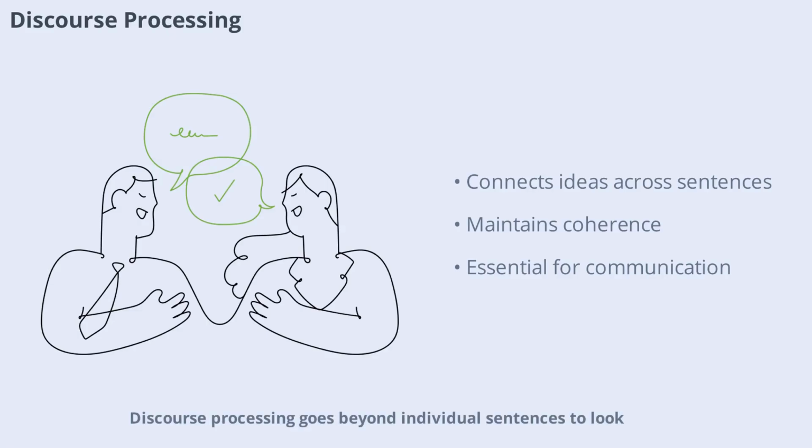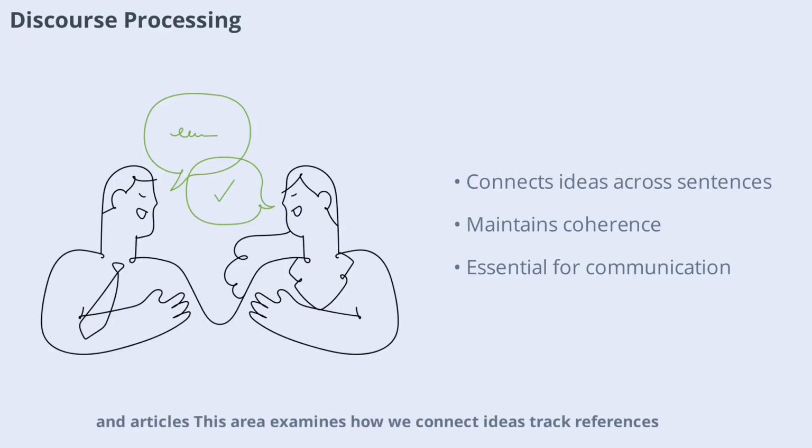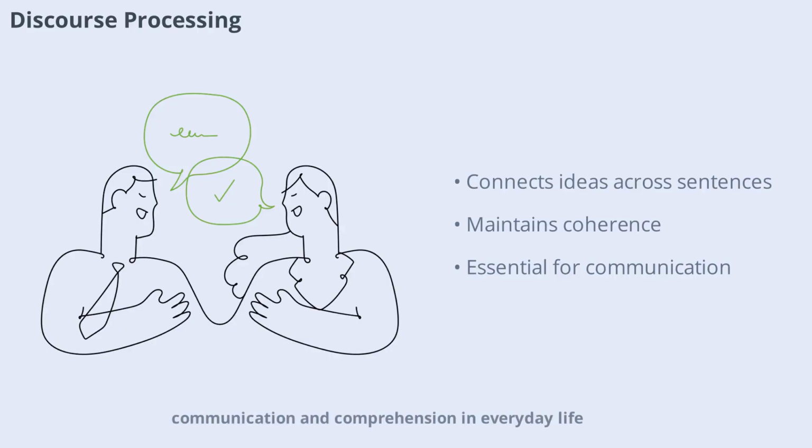Discourse processing goes beyond individual sentences to look at how we understand larger stretches of language, like conversations, stories, and articles. This area examines how we connect ideas, track references, and maintain coherence across multiple sentences. Discourse processing is essential for effective communication and comprehension in everyday life.